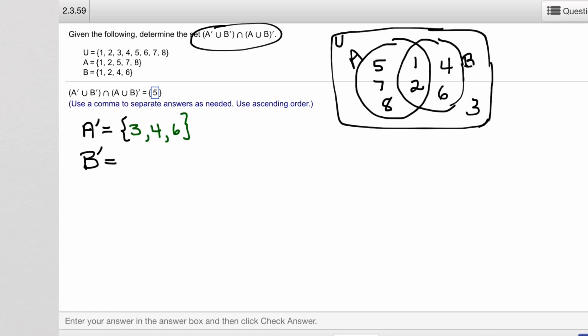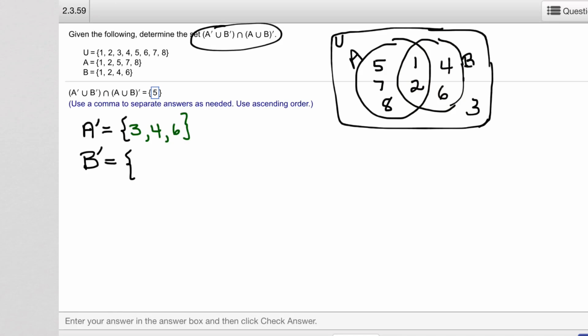Now I think I know what I can do to make this a little better. All right, let's try this. B prime is the set of elements that are not in set B. So remember that set B is this set. It's everything inside the circle. It's not just 4 and 6. It's the whole circle of B. So it's 1 and 2 and 4 and 6.